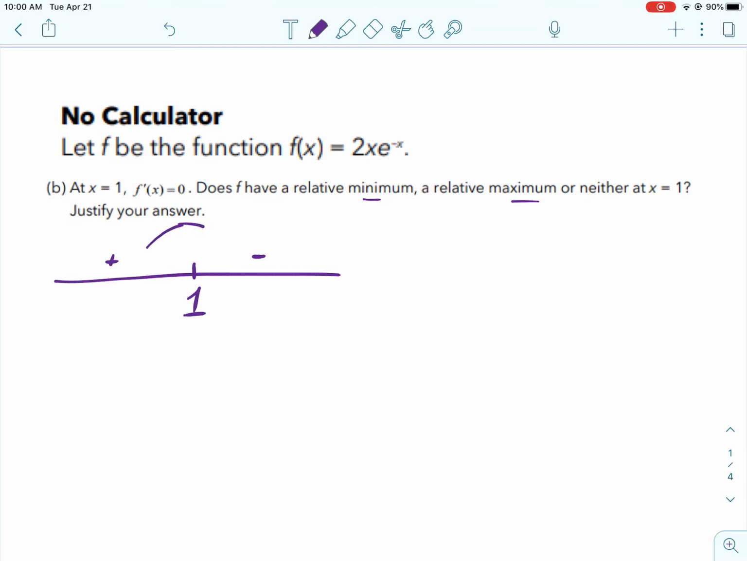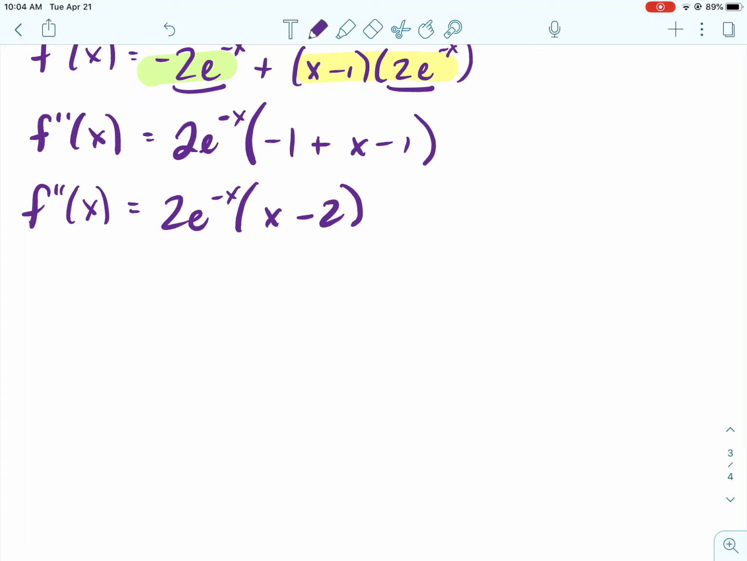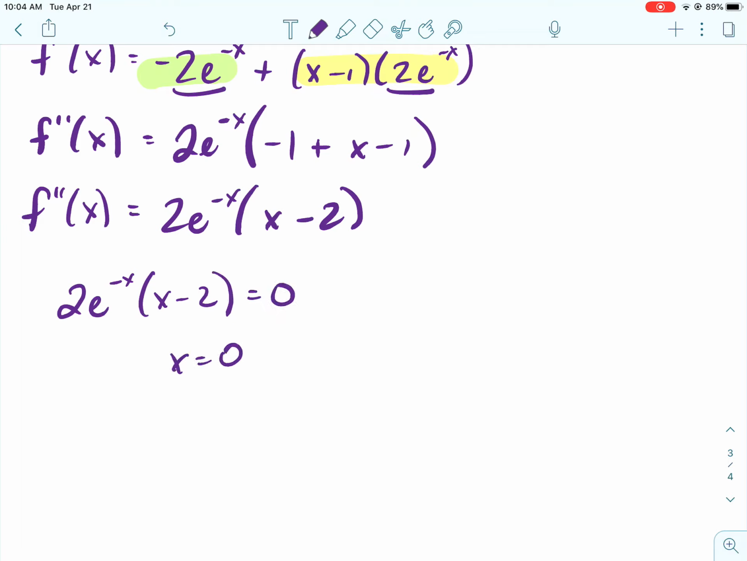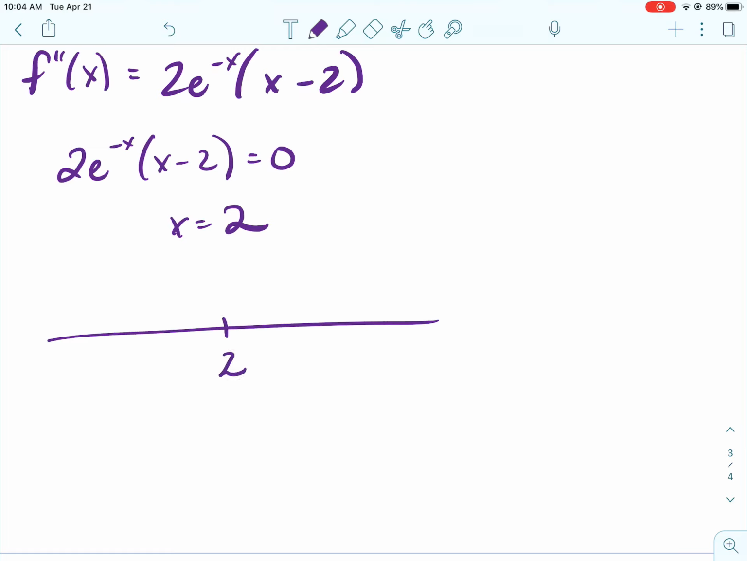All right, so again, we have a common factor of 2e to the negative x. So let's factor that out. Okay, and when we do, from this first part, we are left with negative 1. And then from the second part, we are left with x minus 1. So that is going to leave you with x minus 2 in the parentheses. All right, so we want to find when this is 0. And that's going to be when x is 2.